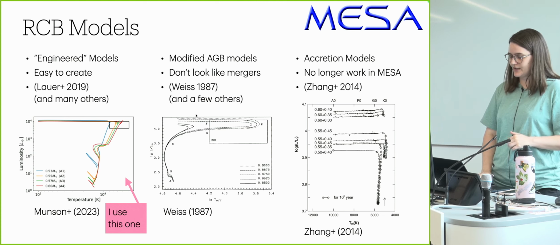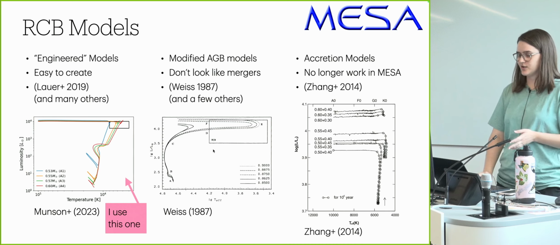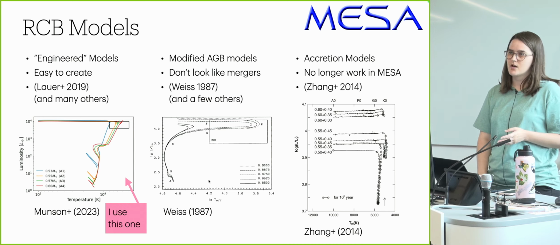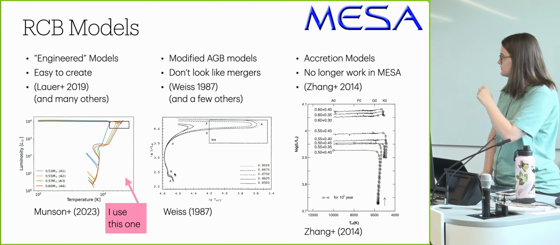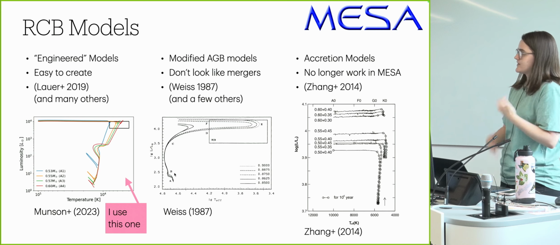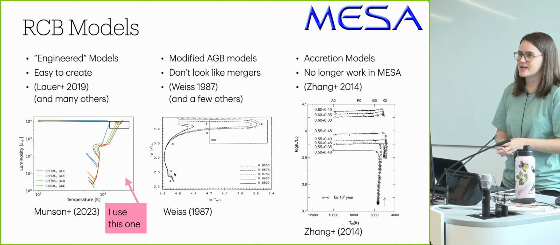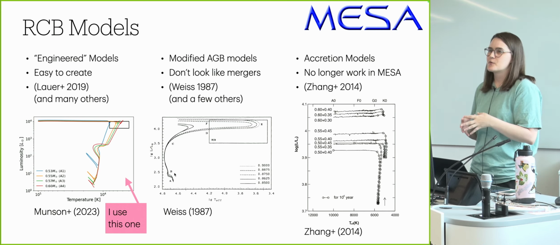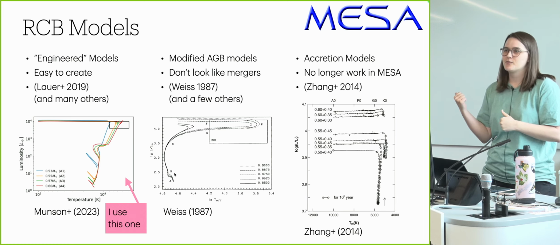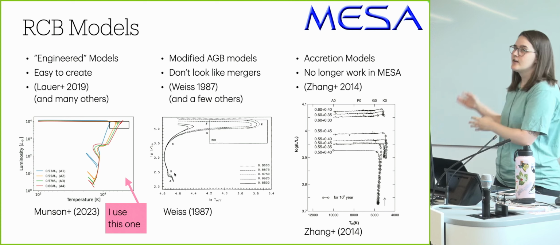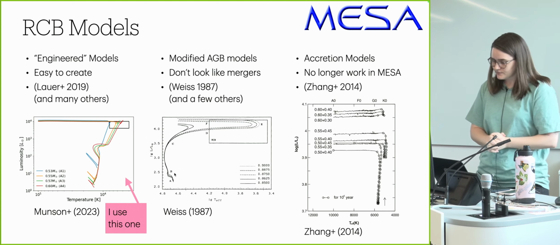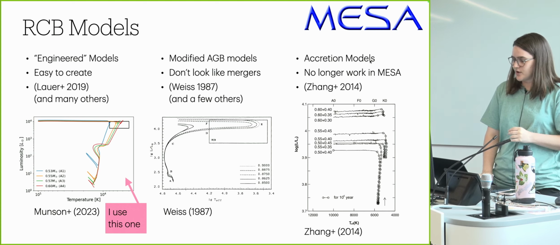Sort of historically, and has come back into fashion a little bit, are these modified AGB models, wherein you have an AGB that you then change all the abundances of. The problem with these, in my opinion at least, is that they don't really look like mergers. And so if we think that they're formed by mergers, then you probably don't want to use this model. But if you don't think they're formed by mergers, if you think they're a weird AGB star, you might want to use this model. And then we also have accretion models.